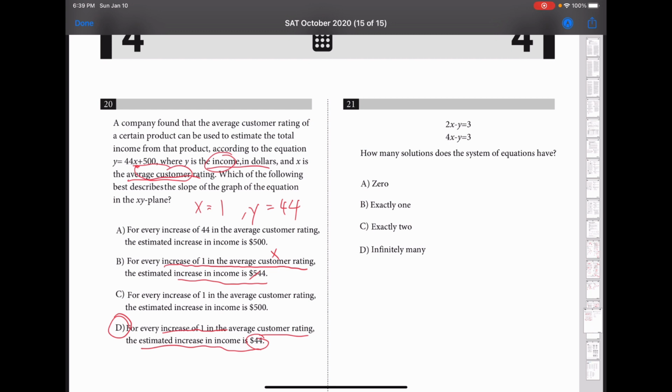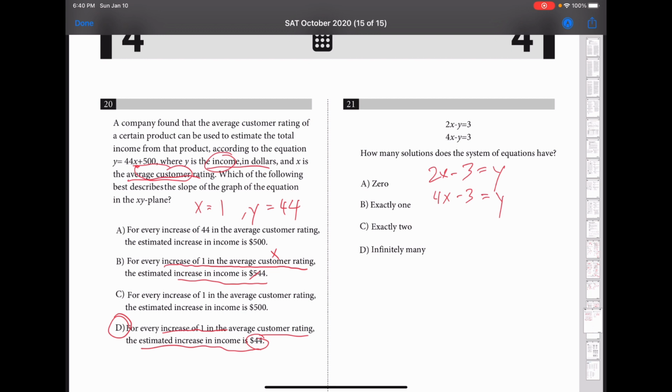Okay, so to do this one, you're basically trying to see if the slopes of these two equations are either equal or not equal. So I'm going to set them equal to y equals mx plus b. So I get 2x minus 3 is equal to y for the first equation. For the second equation, I get 4x minus 3 is equal to y.